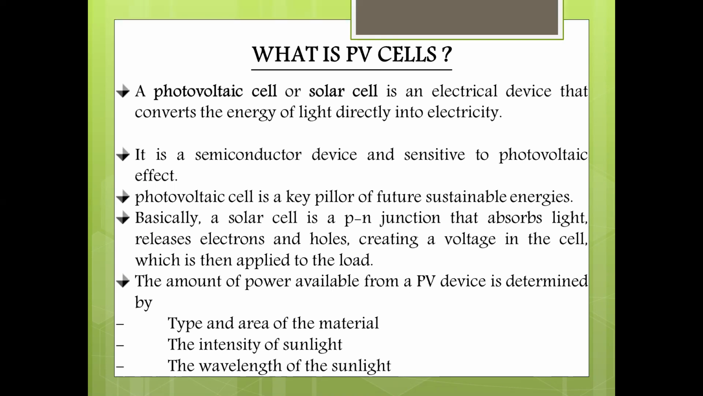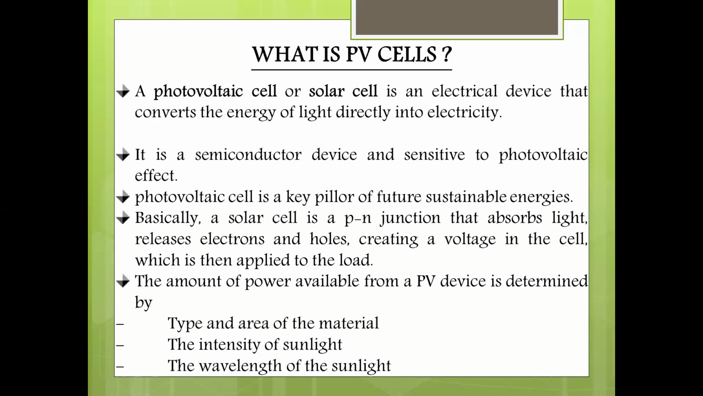The efficiency and the amount of power output of the photovoltaic cell depend upon three parameters. The first one is the type of material used, that is, what semiconductor material is used for the PN junction. And also the area of the solar cell, how much area is exposed to the light. These are the parameters that determine the amount of power from the PV device.